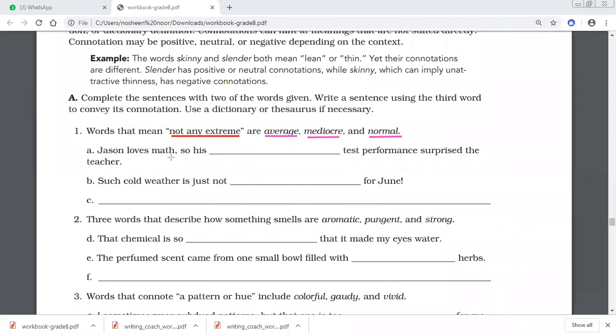So actually, he loves math. So it was expected that his performance would be good. But on the contrary, the performance was not as good as expected. So what word from these do you think will fit this blank? Average? I don't think it's average, because as I told you, mediocre is something you expected to be good, but it turned out not that good. So it will be what?